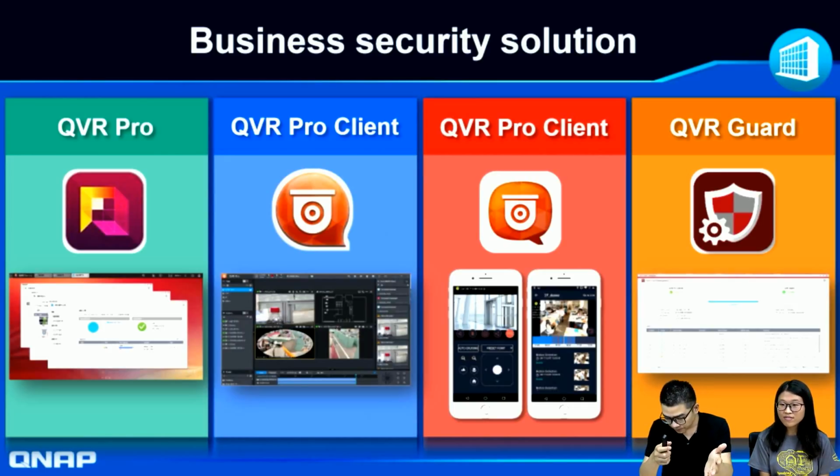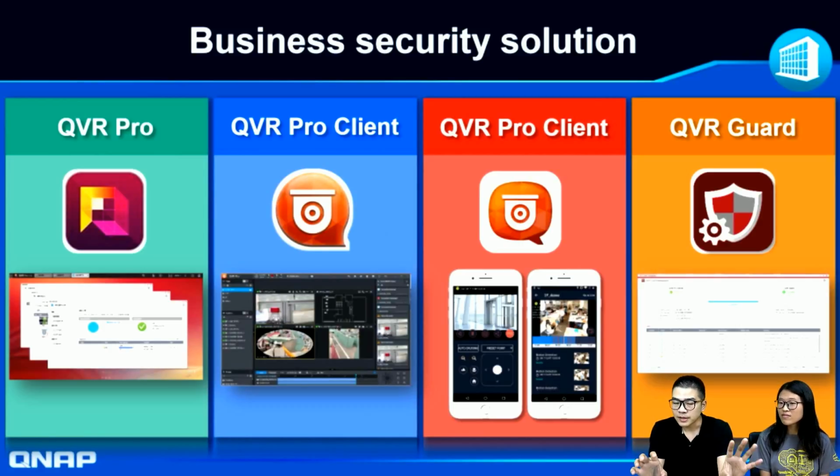And then since they are a chain store and they have 32 cameras, and they don't want the downtime because they want to protect their whole system 24/7, they have the QVR Guard, which means they have at least two of our NAS, so they can have enough storage space. One NAS will be the QVR Pro. The other NAS will be the QVR Guard.